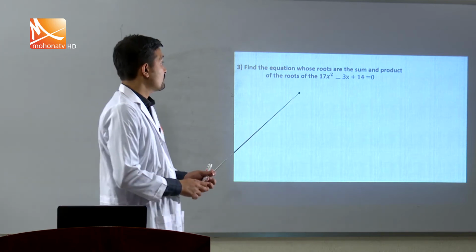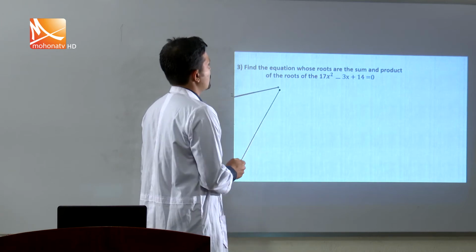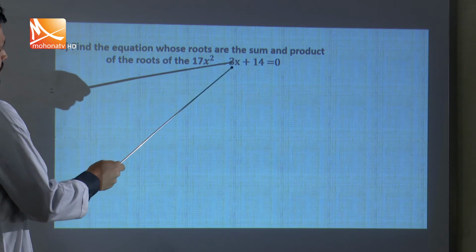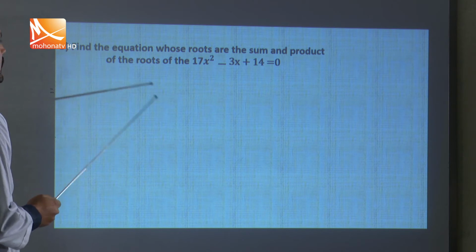Number 3: find the equation whose roots are the sum and product of the roots of the equation 7x square minus 3x plus 14. Find the equation whose roots are the sum and the product of the roots.